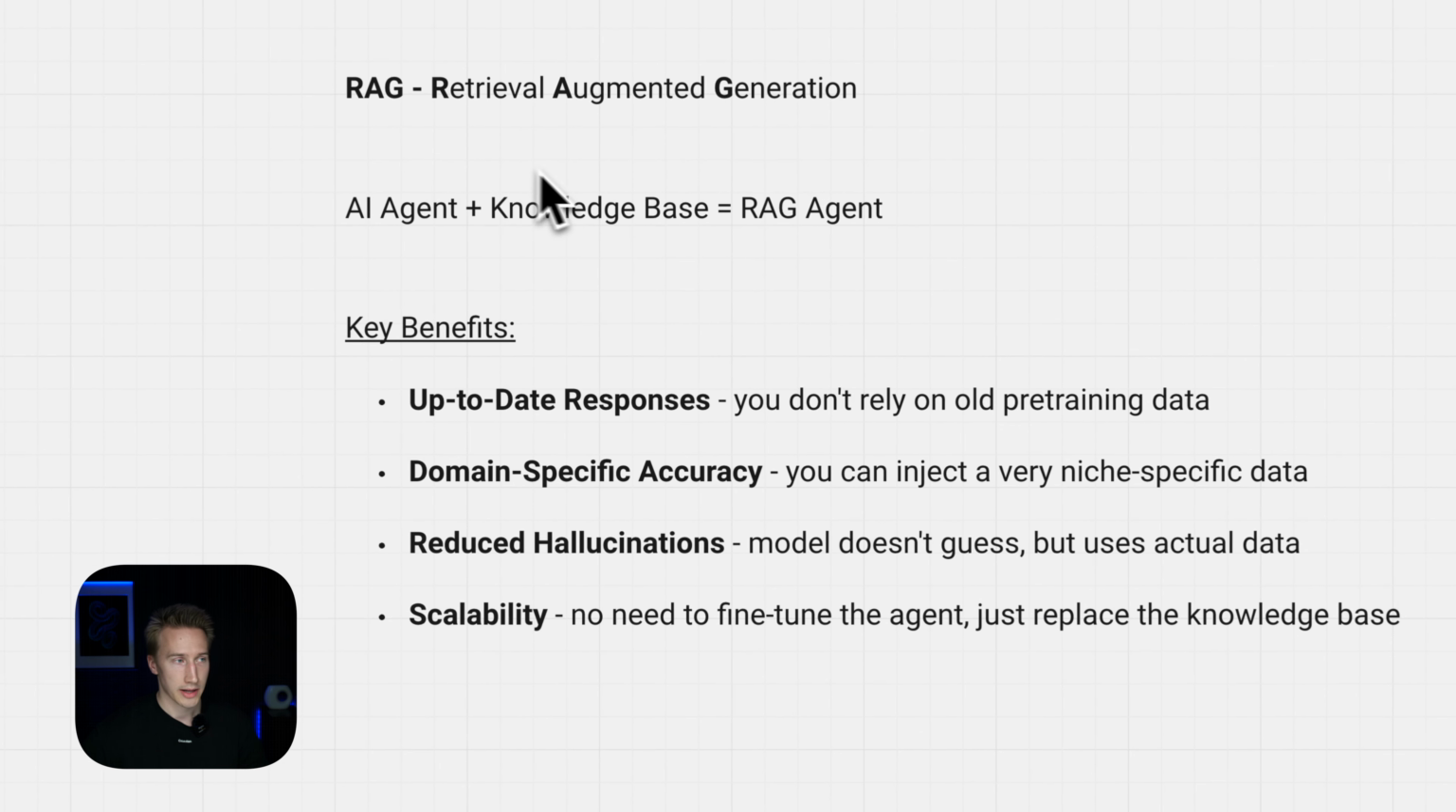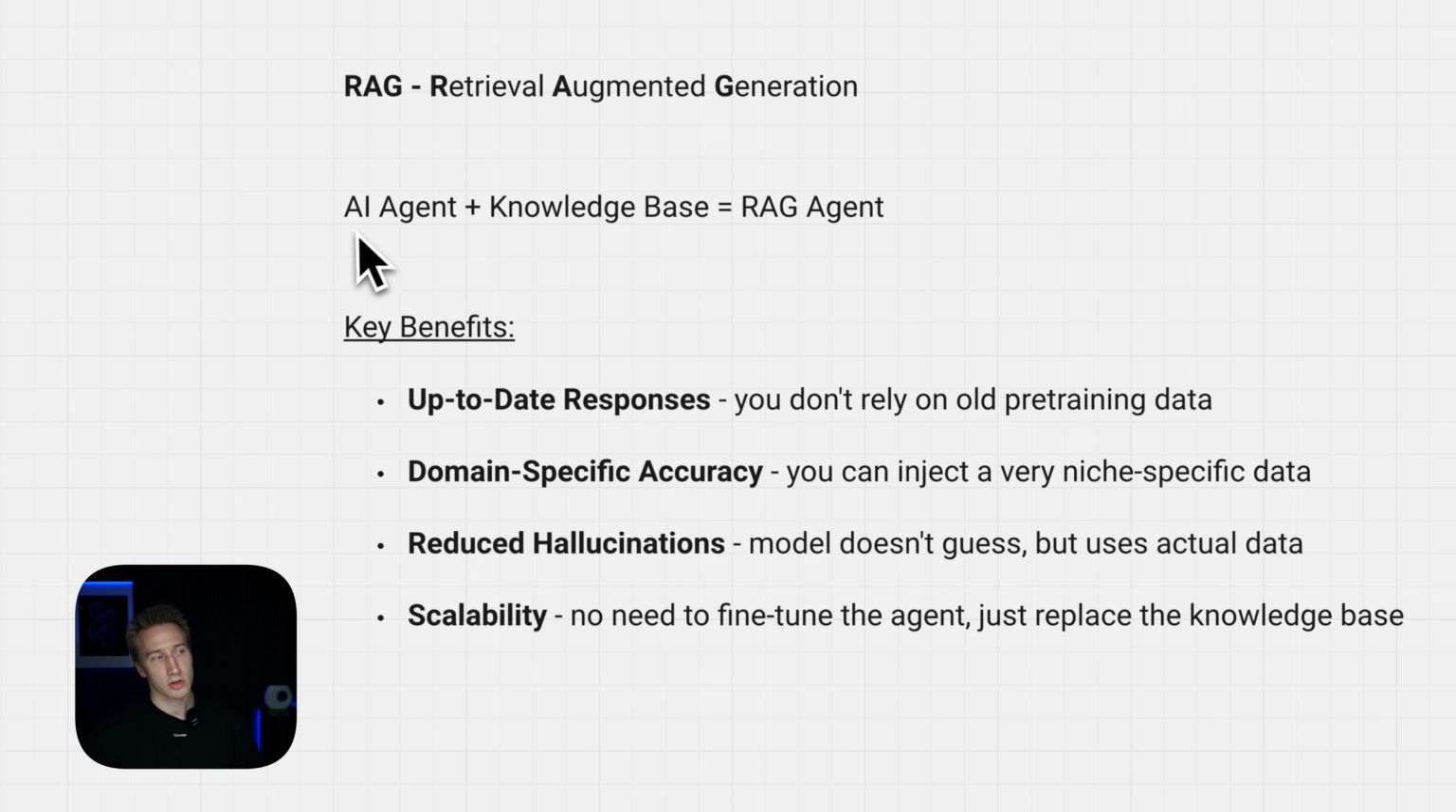RAG is retrieval augmented generation, and essentially it's a technique where you attach an external knowledge base to the agent. So basically, AI agent plus knowledge base, you have the RAG agent. It doesn't rely on its own resources, it relies on external resources, and these resources are organized, in this case, in embeddings.